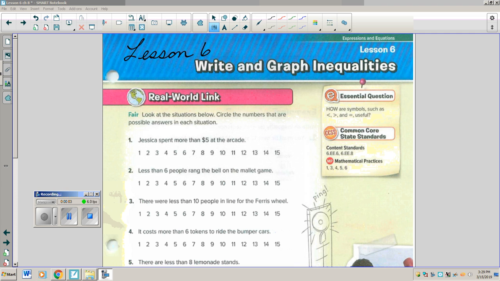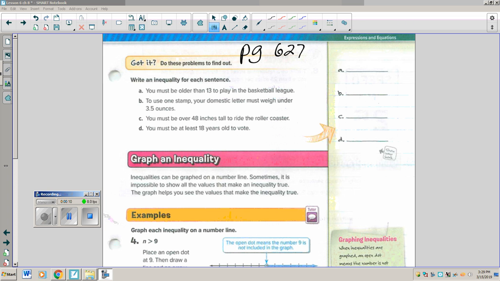Lesson 6 from Chapter 8, still working with inequalities. This time we're going to be writing and graphing them. Starting out on page 627, we're going to write an inequality for each sentence.